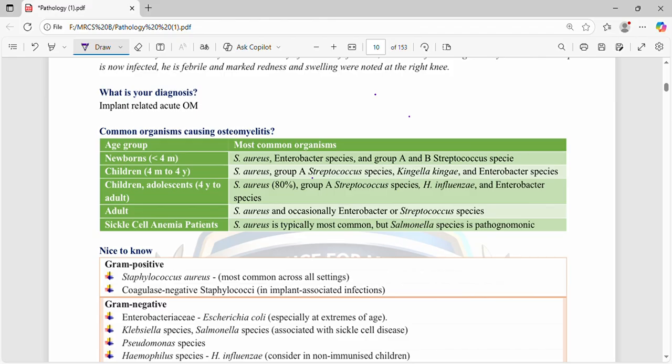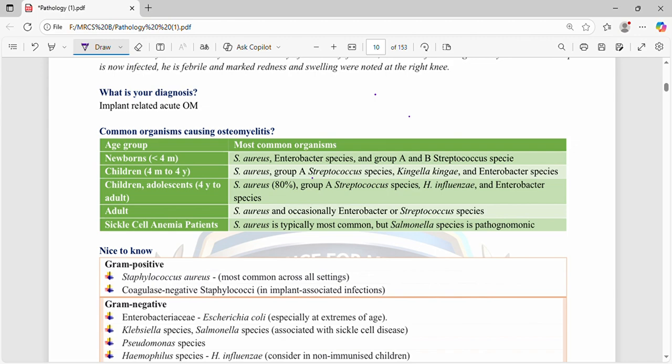And then we have children and adolescents, 4 years to adult. So Staph aureus in 80%, group A Streptococcus species, H. influenzae, and Enterobacter species. And in adults, Staph aureus and occasionally Enterobacter species or Streptococcus species.